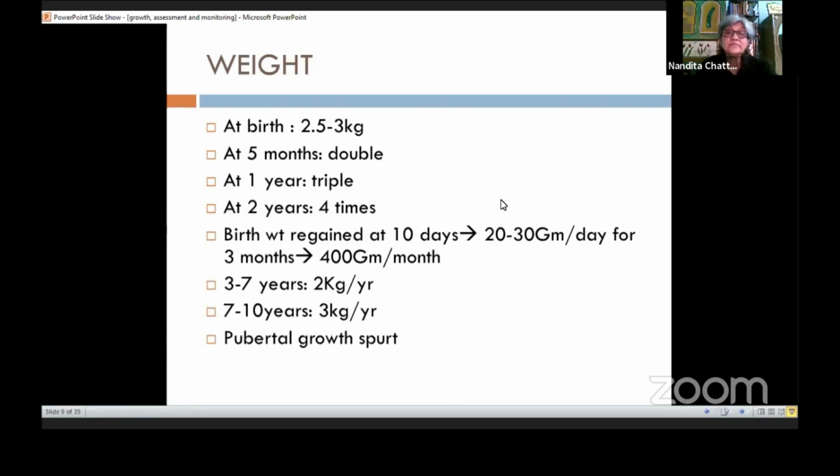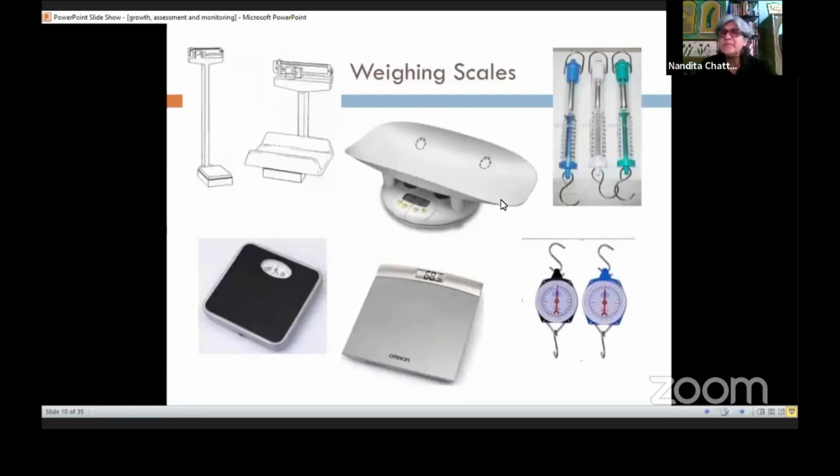Then these are pictures showing you different scales that are used for taking weight. You need to be familiar with these, and you will be seeing these in your practical classes. These are spring balances, beam balances, electronic balance.